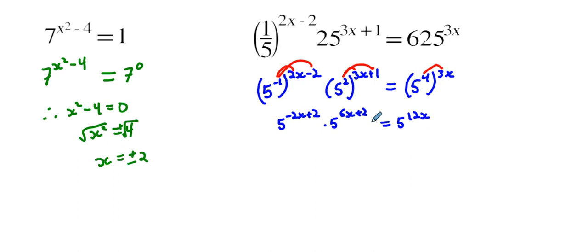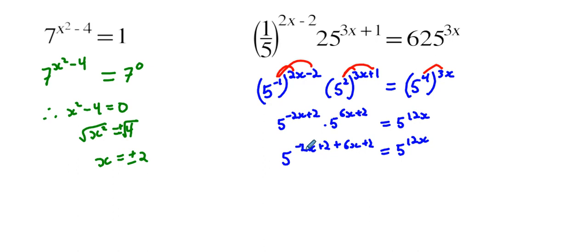Okay, so we see we have common, we've done the change the base piece. They're all common, they're 5s. But there's 2 factors here and 1 here. So we have more work to do. If you remember when we multiply like bases with exponents, we add the exponents. So we're going to do that here. We're going to say that this is actually 5 to the negative 2x plus 2 plus this exponent, which is 6x plus 2. And all of that is going to be equal to 5 to the 12x.